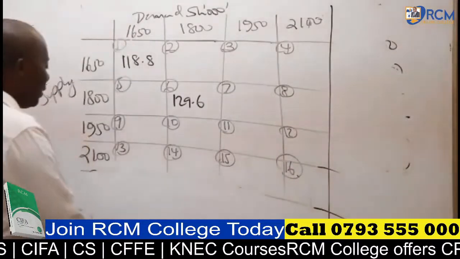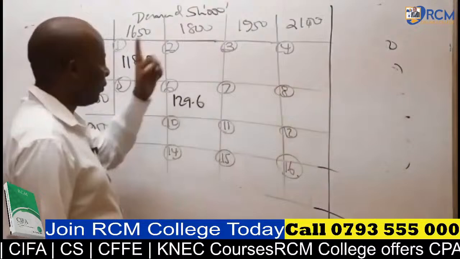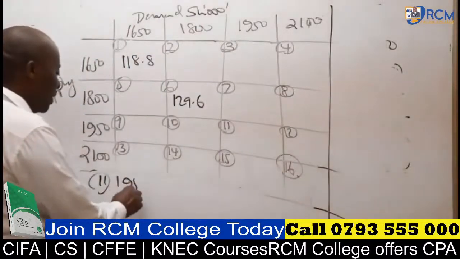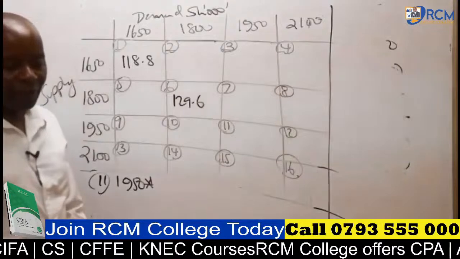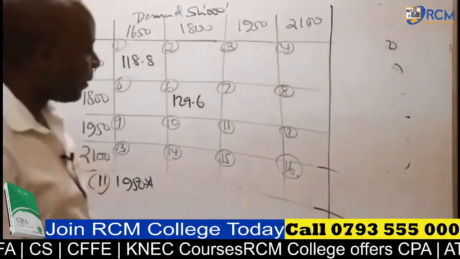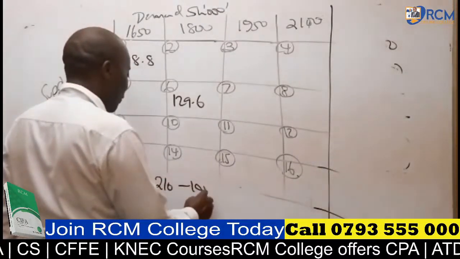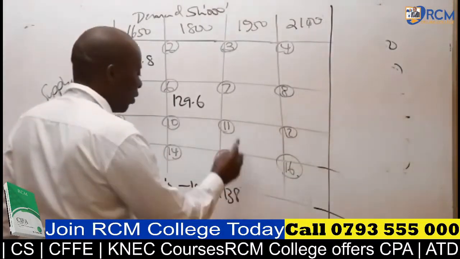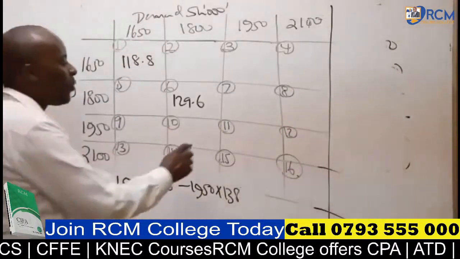So we have number 11. Number 11 is a perfect match between 1950 and 1950. So I'll take 1950 times, I've forgotten my price. Was it 210? My price per bracelet was 210 minus 1950 times 138. I hope you are seeing where the 138 is coming from. So somebody is giving me 140.4.